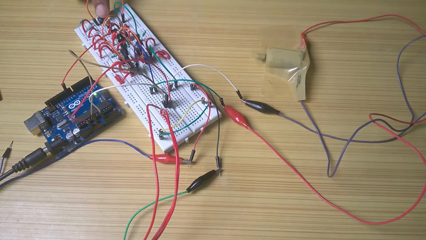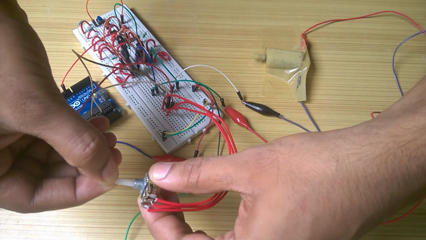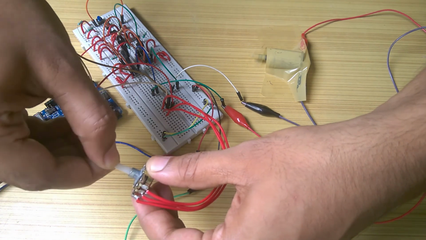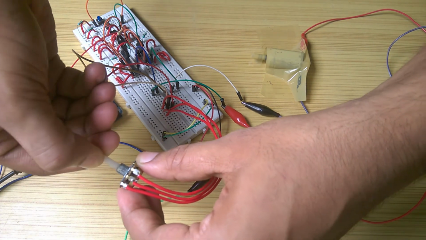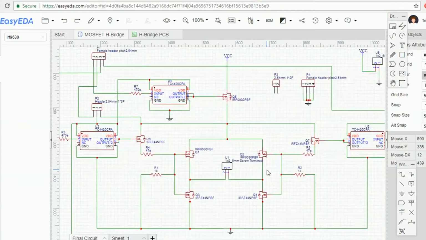So after adding the MOSFET driver, I tested it with push buttons and PWM signals from an Arduino. You can see that the motor changes its speed according to the position of the potentiometer. This means our circuit is working fine. So I made the final circuit.